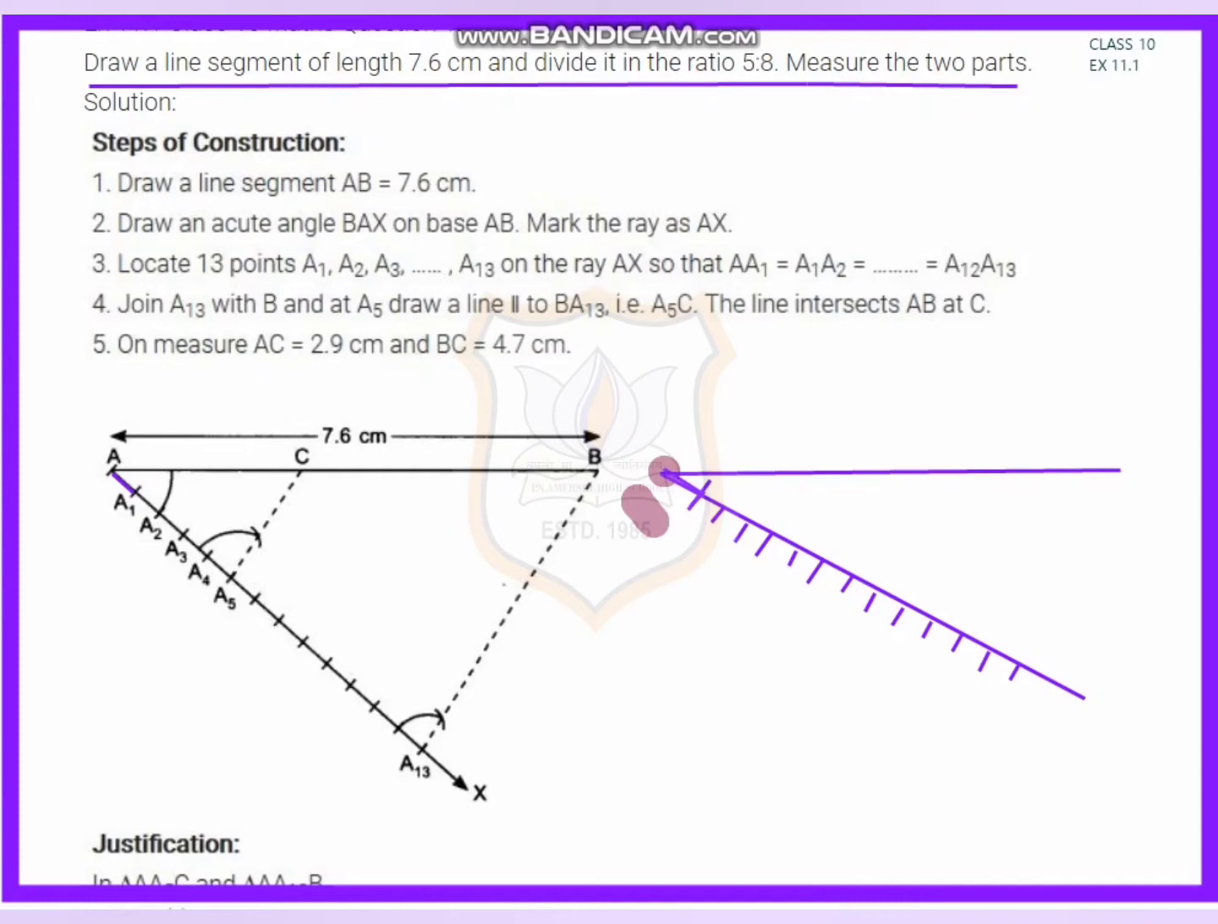Next, I have to make the ratio of 5 is to 8. Means this is one part, this is second part, this is third part, this is fourth part, and this is fifth part. Using this fifth part, I have to make an arc. This is 1, 2, 3, 4, and this is fifth. Here I have to make an arc. First of all, by using this, I have made an arc.